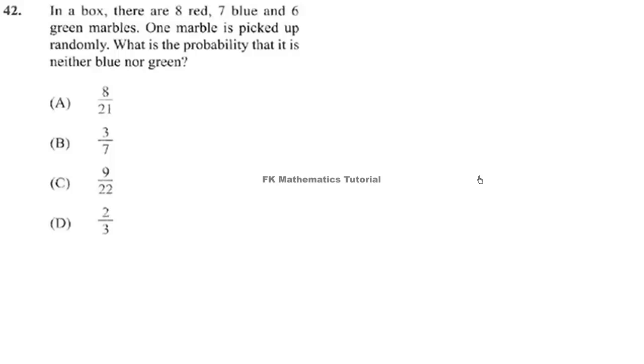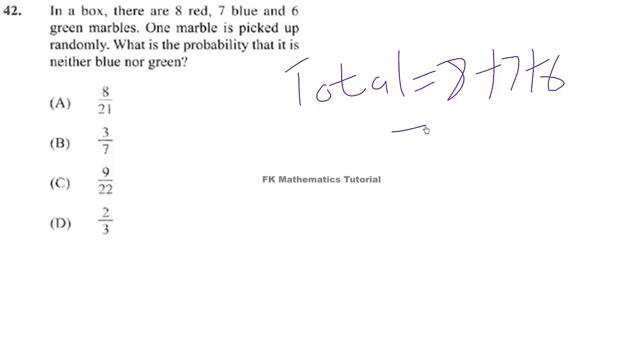In a box, there are 8 red, 7 blue, and 6 green marbles. So in total, we have 8 plus 7 plus 6, which is equal to 21. One marble is picked up randomly. What is the probability that it is neither blue nor green? If it is not blue nor green, then it is red.